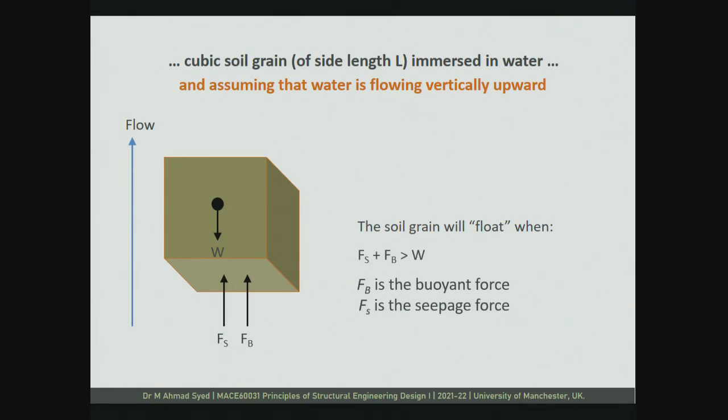Okay? Now we have to answer the key question. So this can happen when we have on each grain Fs and Fb. Fb will always be there if the grains are submerged in water. But how come we have this Fs? So that is what we need to answer.